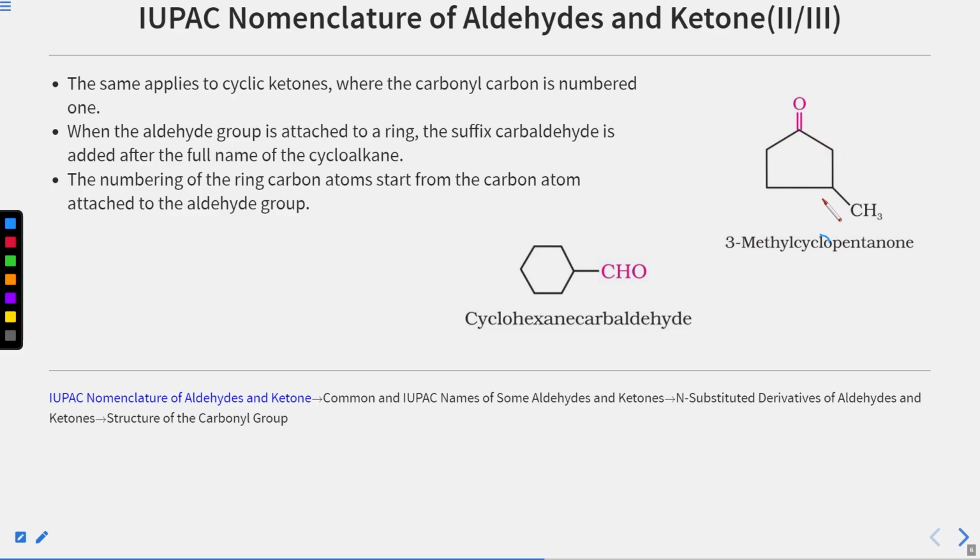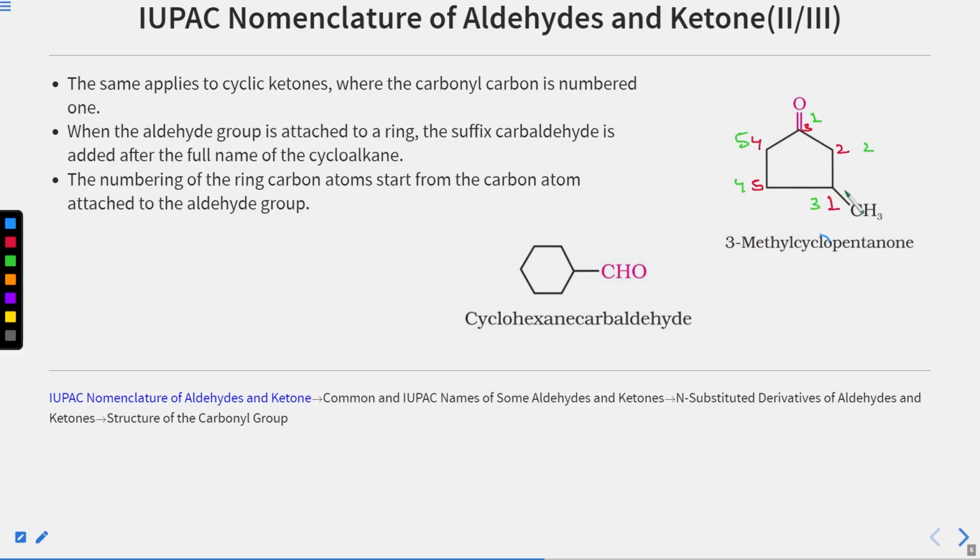So suppose I start numbering it from here so that the functional group comes first. Then we have this 2, then we have this 3, 4, 5. Okay. Now we can number it the other way around also. That would be 1 here, 2 for this also, 3 here, 4 here, and 5 here.